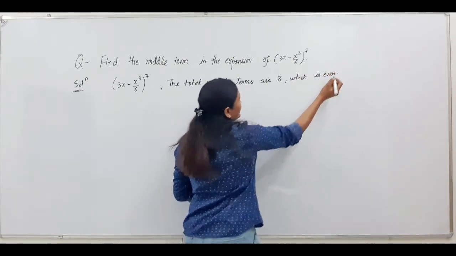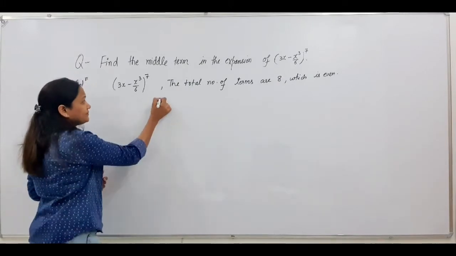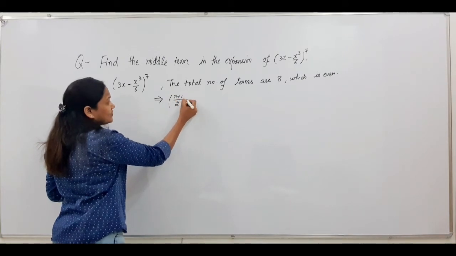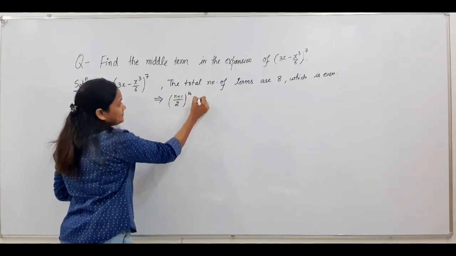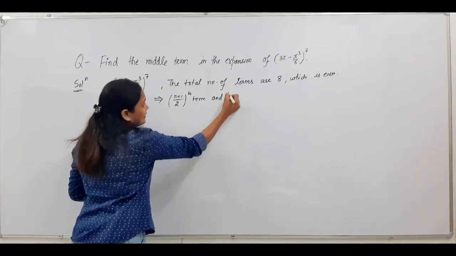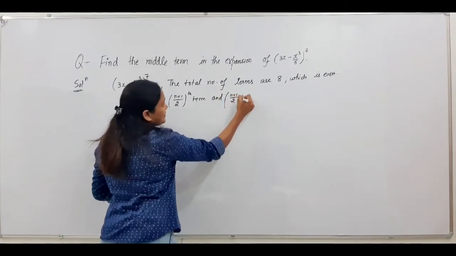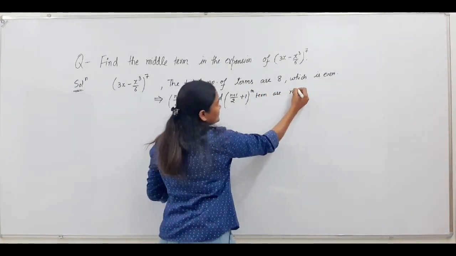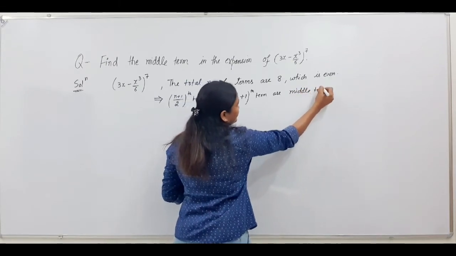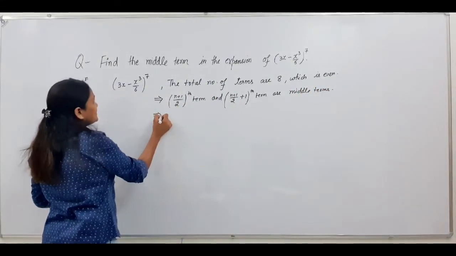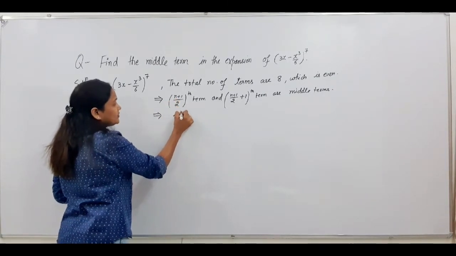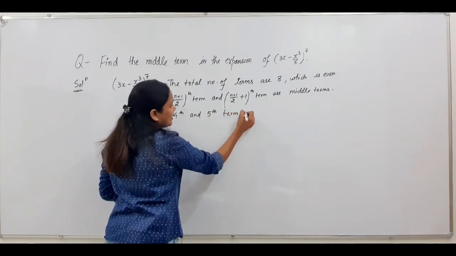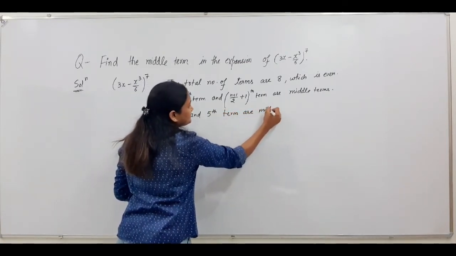And if you have an even number of terms, then there are 2 middle terms. So which are they? The (n plus 1) upon 2th term and the (n plus 1) upon 2 plus 1th term are the middle terms, and your n is 7. So 8 upon 2, the 4th and 5th terms are the middle terms.